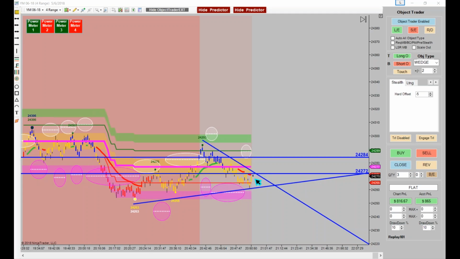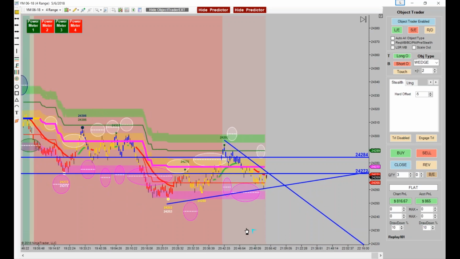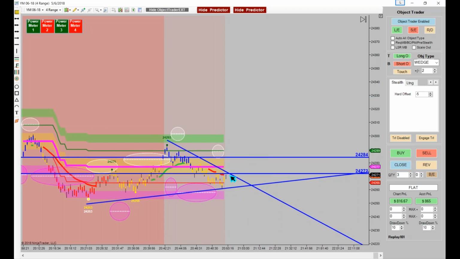It may be to the upside. We've got a wedge formed right here. Wedge 2. Wedge plus 2 simply means touch plus 2. I could even set it for close plus 2 or touch plus 3 or anything that I want to. I can even do it on a touch if I want to. If it touches that line above it, that just means it has to be just above the actual physical line, then it will fire.